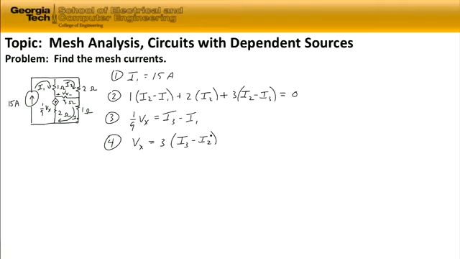If we solve for these, first of all, we already know what I1 is. It's 15 amps. If we solve for I2, we get I2 equal to 11 amps. We get I3 equal to 17 amps. And so we have each of our mesh or loop currents, I sub 1, I sub 2, and I sub 3.